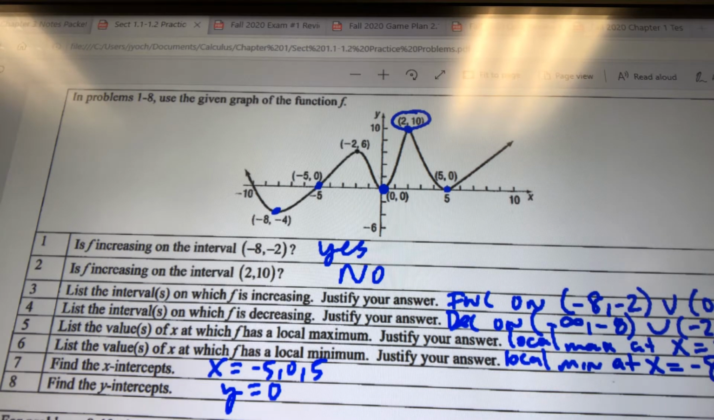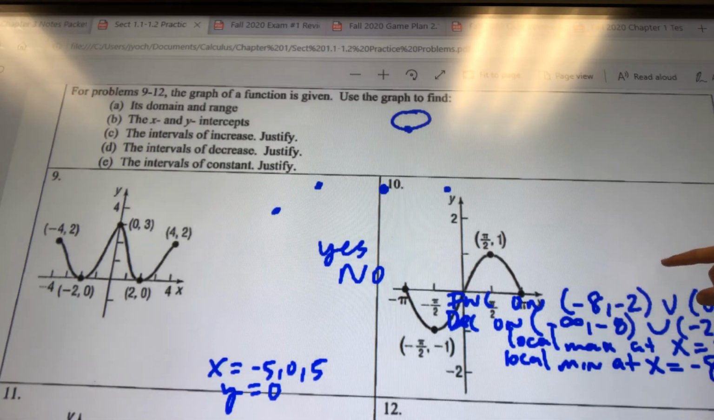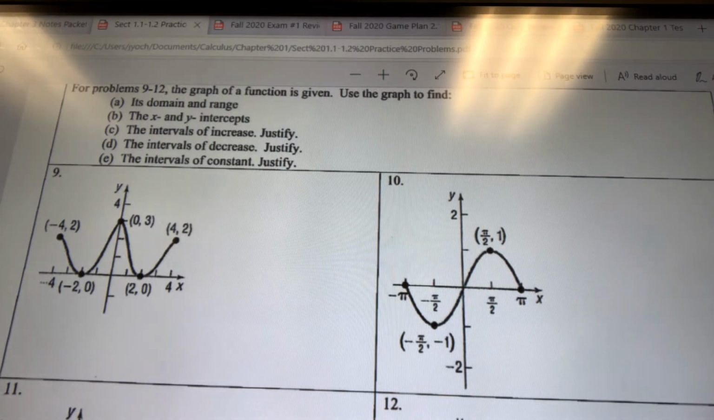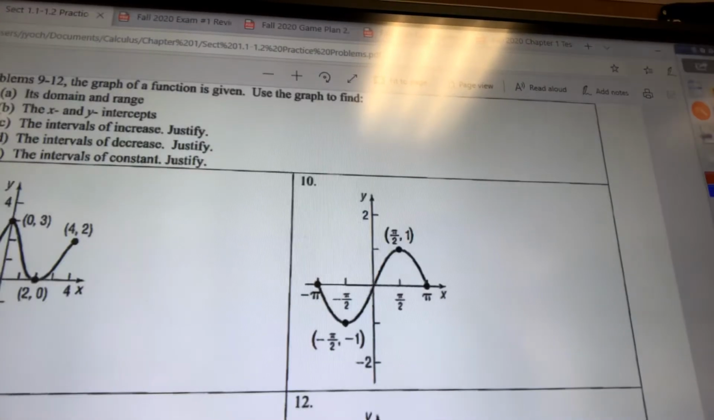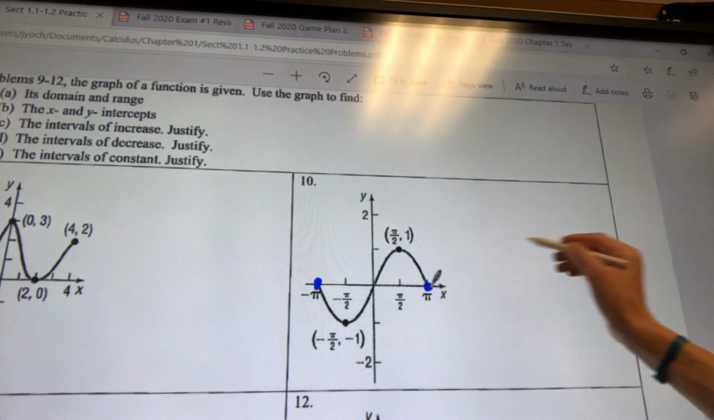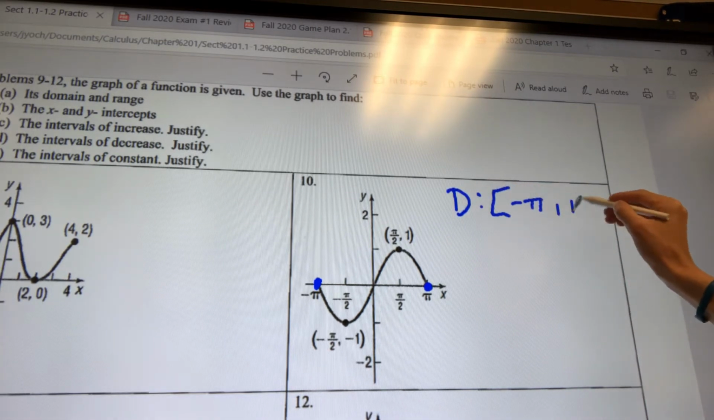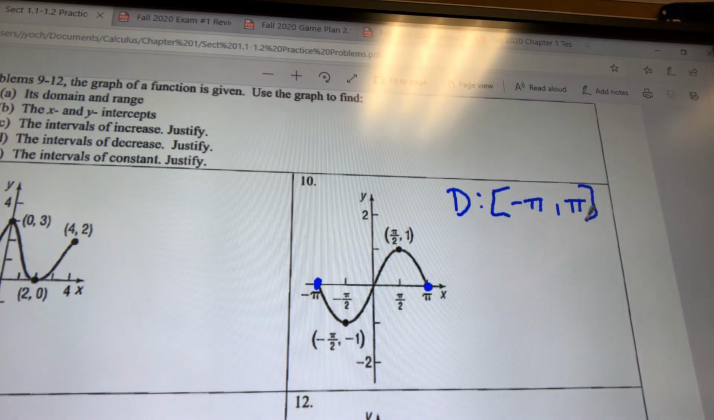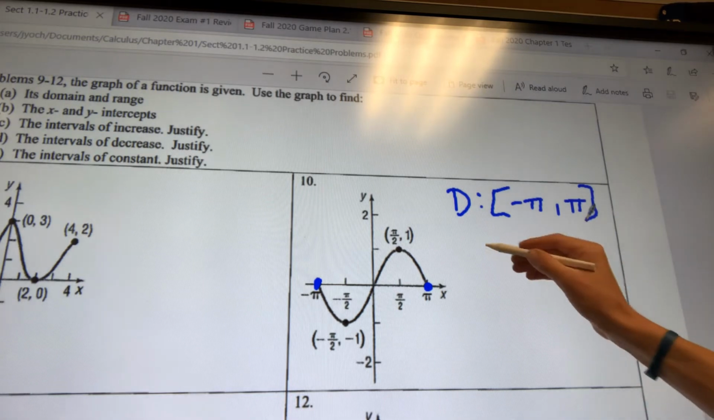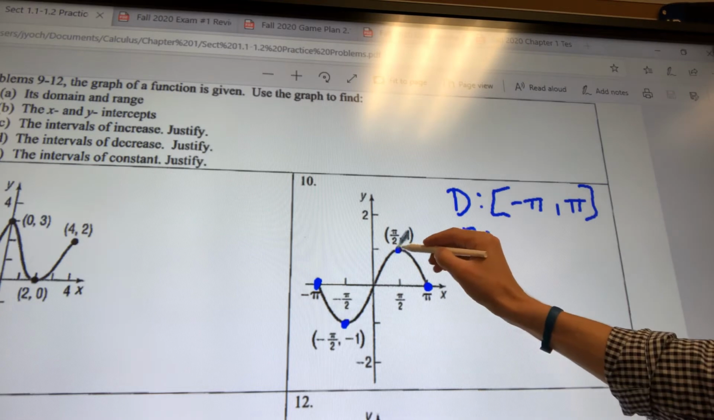That's how that goes. Let's see what else I plan on talking to you about. Like number 10. On 10, it wants the domain and range and a few other things. So domain and range, it starts there with the x and it ends there with the x. So the domain, and we include both, is -pi to pi, because it goes through both. The range, low value -1, high value 1.